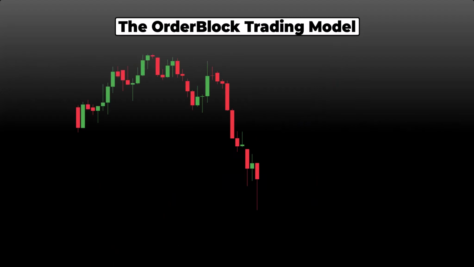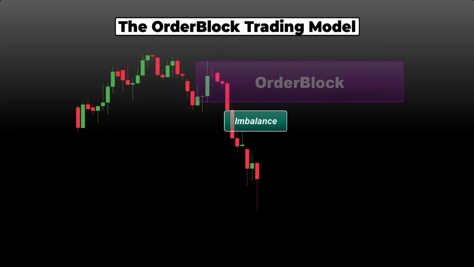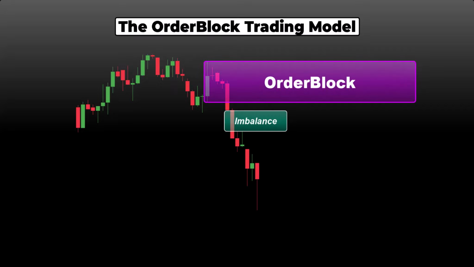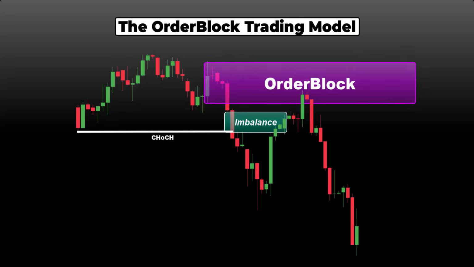Here's an example. You can see that the market makes a sharp move to the downside, leaving an imbalance. It looks like an order block, but we need confirmation. When the price breaks below this previous support level, now the order block is validated. So when the price retests the order block, you can see that the price rejects and continues lower.